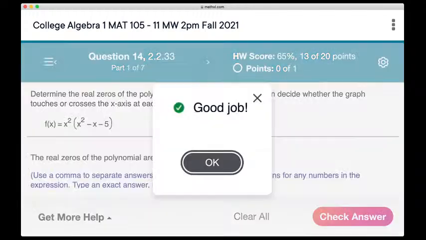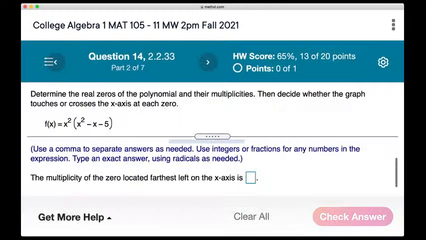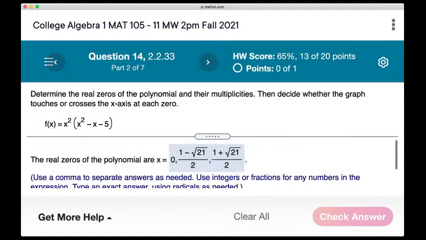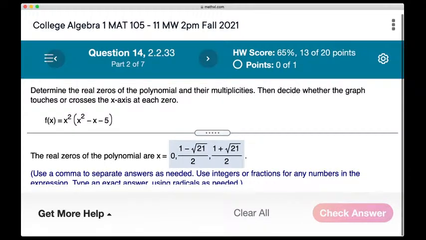The multiplicity of the 0 located to the far left, right? So the far left should be this negative here, right? Because the square root of 21 is close to what? What's the closest perfect square? It's between 4 and 5, right? Because 4 squared is 16, 5 squared is 25. So it's about 4.5. So if we said 1 minus 4.5, we're going to be dealing with a negative there, which would put it to the left of 0. So that multiplicity is going to be 1.